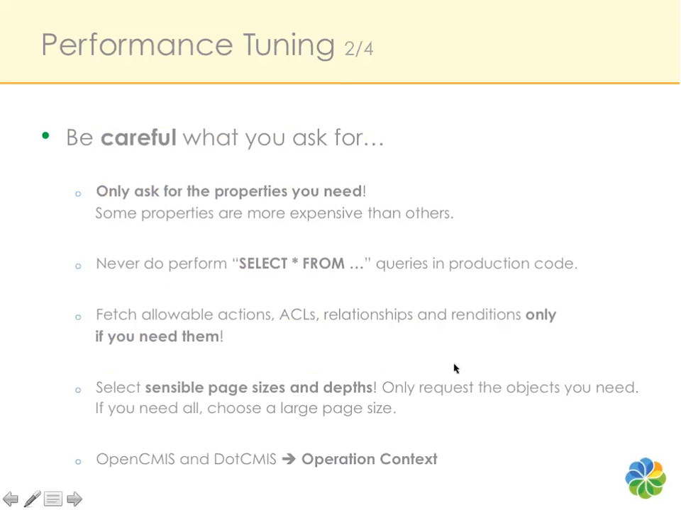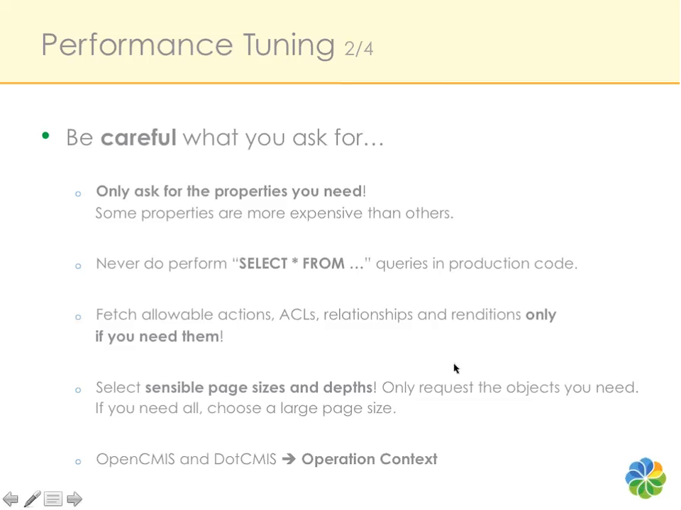The second one is similar. Be really careful what you ask for. Ask only for the properties you really need, because calculating the property values can be an expensive thing. There are some properties that are pretty straightforward, like the object ID or an object name, but other properties like, for example, the information if this is the latest version or if this is the latest major version are really expensive because we have to pull out the version history to check if that's the case. So make sure that you only really ask for the properties you need in your application.